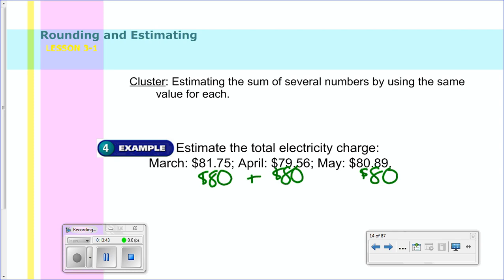So if I estimate the cost, 80 plus 80 plus 80 is 100. Whoa, no it's not. $240, excuse me. There we go. So we have about $240 because 80 plus 80 is $160, and then 80 more is $240.